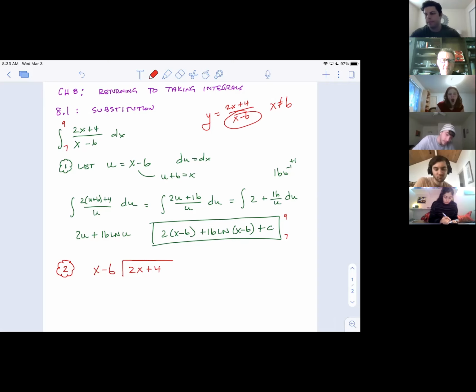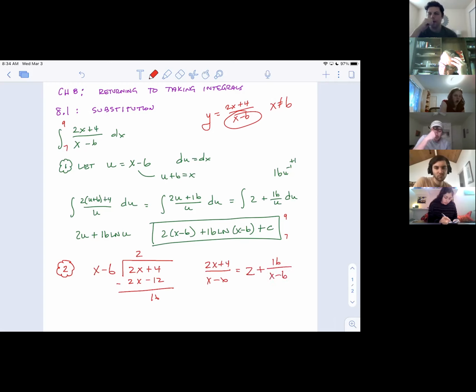In other words, just before you take the integral of it, do something to it. So let's see, x times 2 would be 2x. And if I multiply that out, I'd get 2x, and then 2 times 6 is minus 12. I'd subtract those. 2x minus 2x would be gone. 4 minus a negative 12 would be 16. So that means this statement right here, 2x plus 4 over x minus 6, is actually the same as 2 plus the remainder 16.